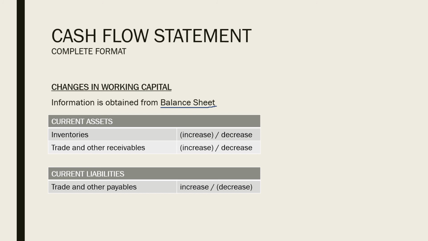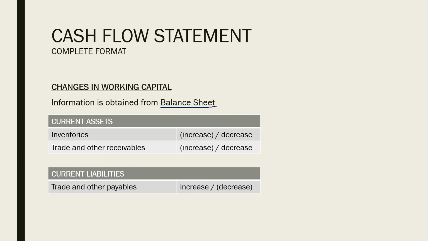Now, both of these can show both an increase or a decrease. If inventory is increasing, it means that we have bought more trading stock. Because we bought more stuff, it will be a cash outflow, so if it's an increase, it will have a bracketed amount to indicate that there was a cash outflow. If there was a decrease in inventory, that means that our trading stock has decreased.